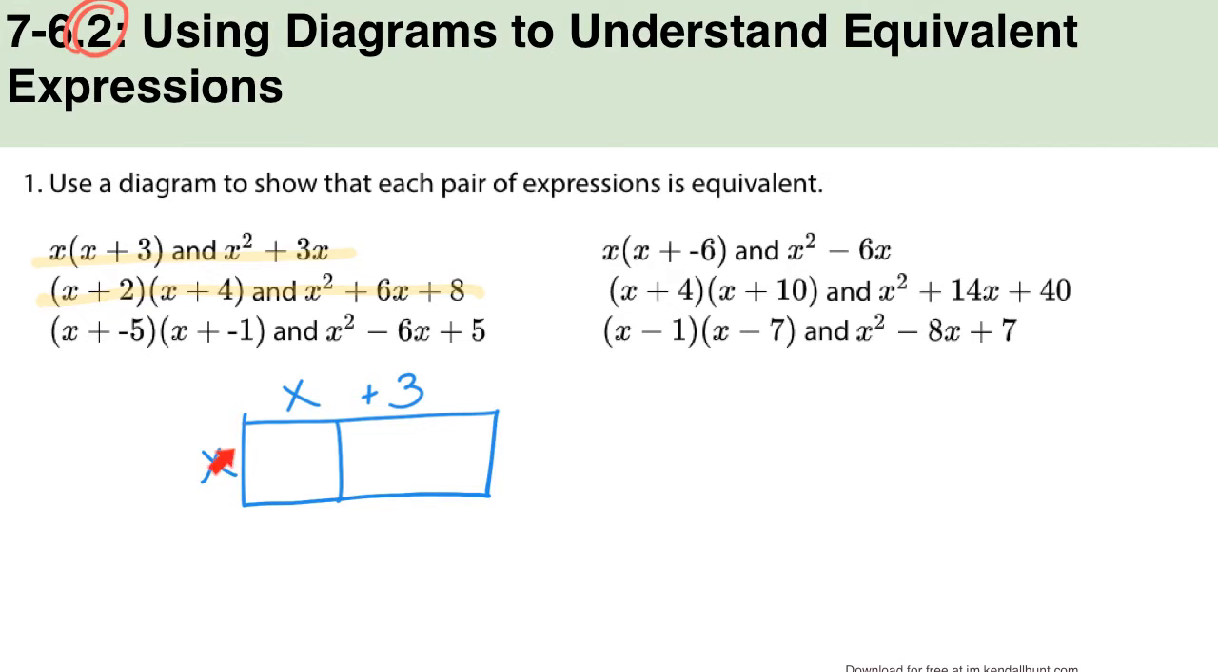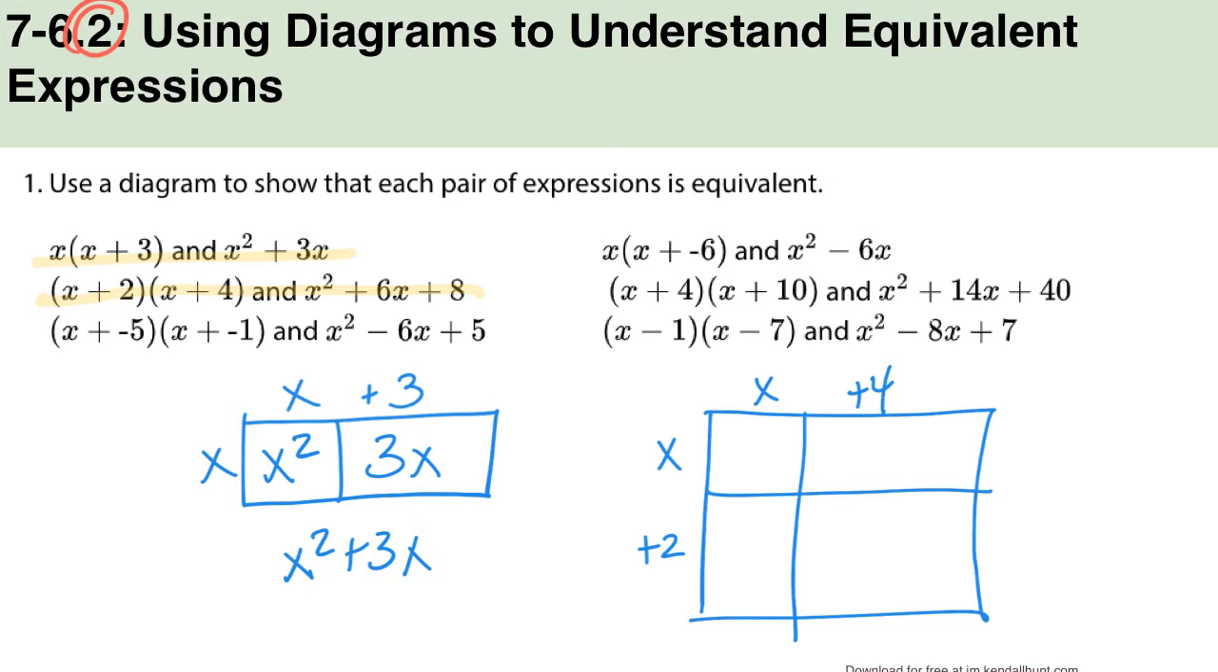So with this first one, I set up my diagram. Here's my x plus 3 term, and if I take x times x, I have x squared. X times 3 would be 3x, and so I end up with x squared plus 3x. So we've shown that those two things are the same. My second one, I've set up my diagram. Here's my x plus 2 term. Here's my x plus 4 term. And if I multiply everything out and then combine like terms, I would have x squared plus 6x plus 8. So again, we've shown that those two things are equivalent. Using the diagrams is going to be a helpful tool as we go into the rest of this lesson, so that's why we wanted to review.